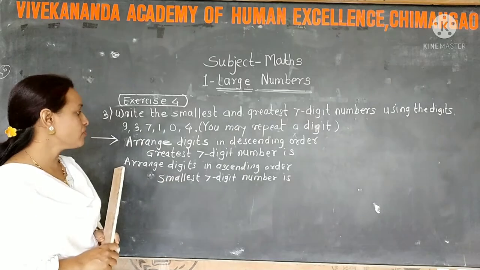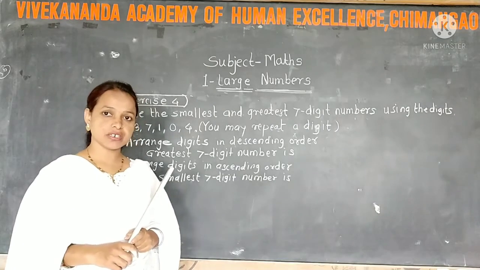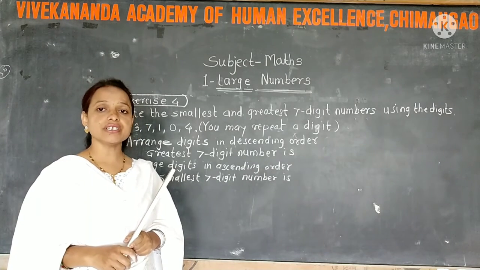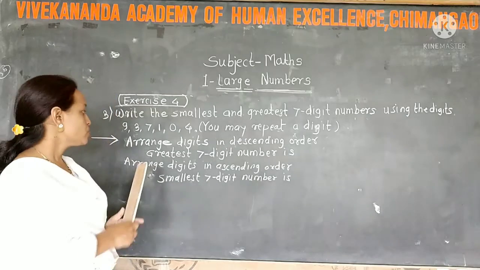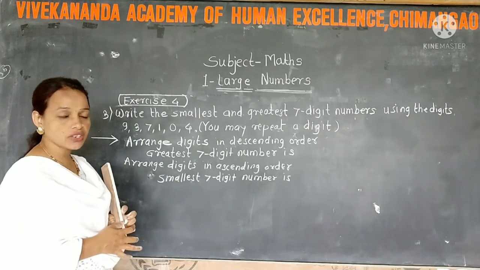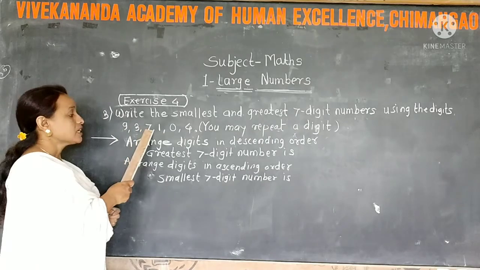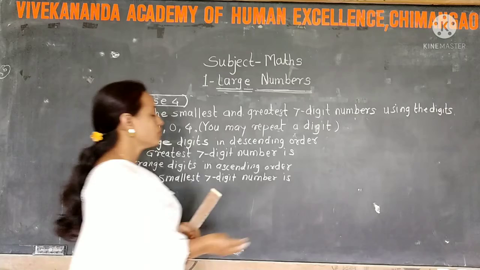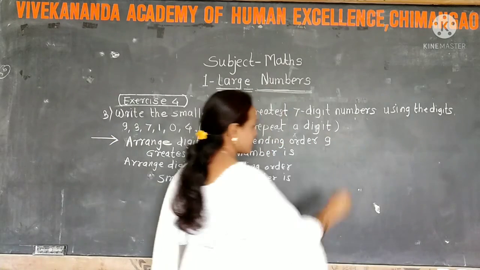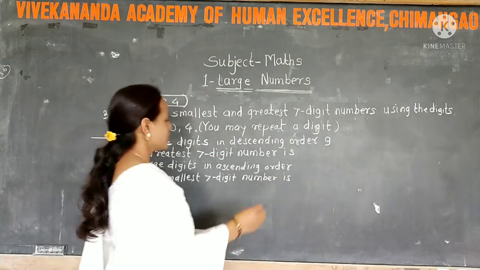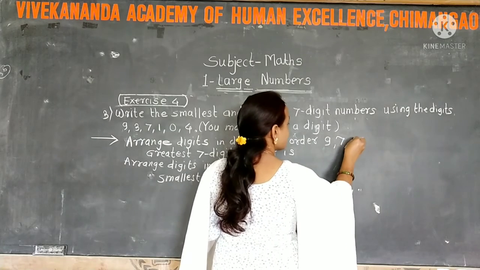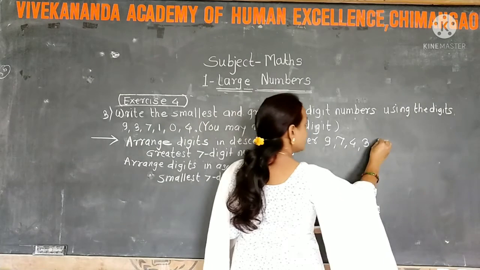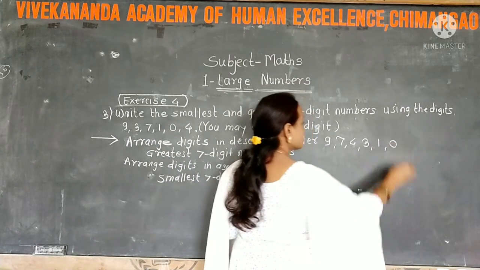So first of all, we will form a greatest 7-digit number. So to make a greatest 7-digit number, we have to arrange a given digit in descending order. So we arrange a digit in descending order. We get, now here, greatest digit among these 6 digits is 9. So here we write 9. Less than 9, 7. Less than 7, 4. Less than 4, 3. Less than 3, 1. And less than 1, 0.